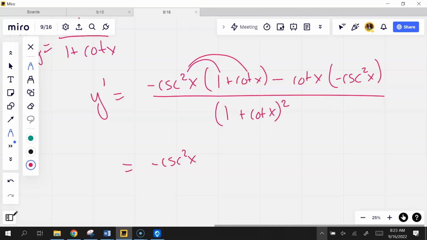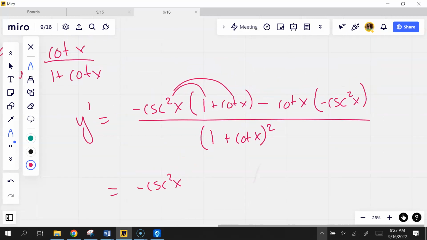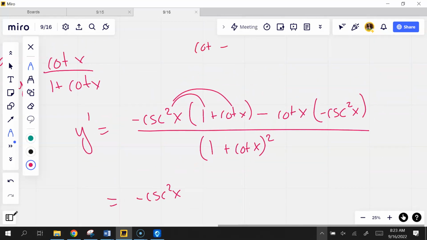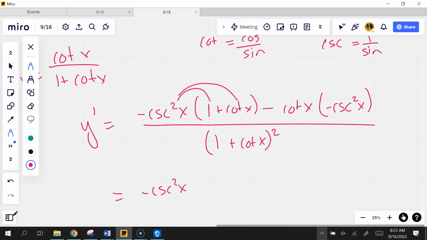Now cotangent x is the same thing as what over what? Cosine over sine. Cotangent is cosine over sine. And cosecant is 1 over sine, right? So I'm going to think about it like that. I'm going to say, okay, negative 1 over sine squared x times cosine over sine. Is that going to do me, well, it doesn't do me a whole lot of good, does it?